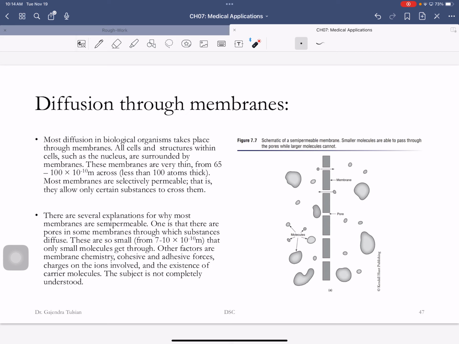Oftentimes you have to diffuse through membranes. So here's a membrane, and these tiny molecules, there's a higher concentration here, and they're diffusing through this membrane into this side. These membranes generally are semi-permeable. They will selectively let certain molecules through and not other molecules.